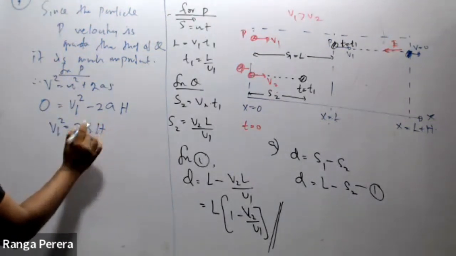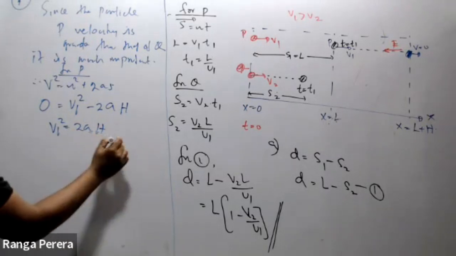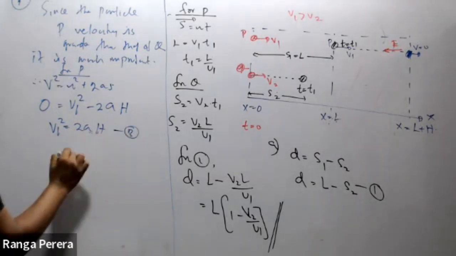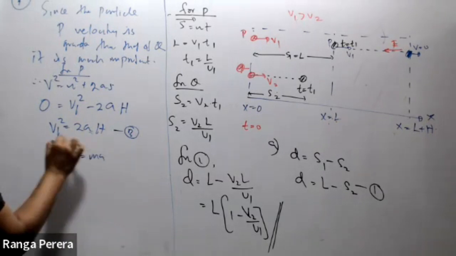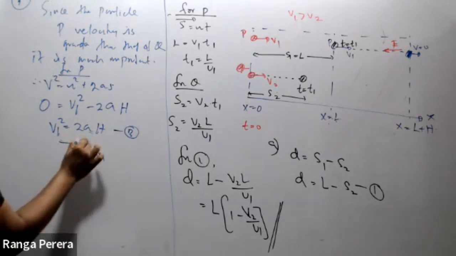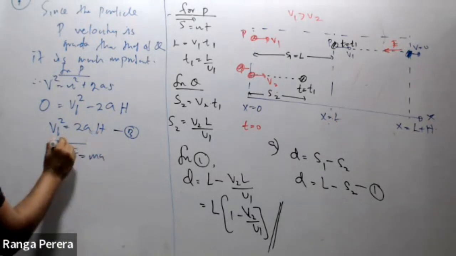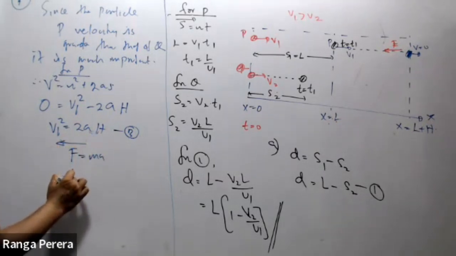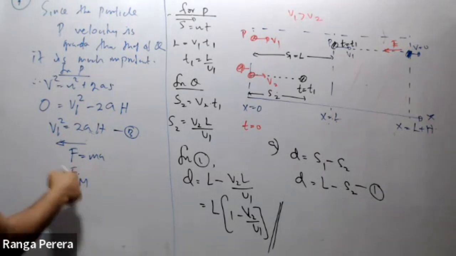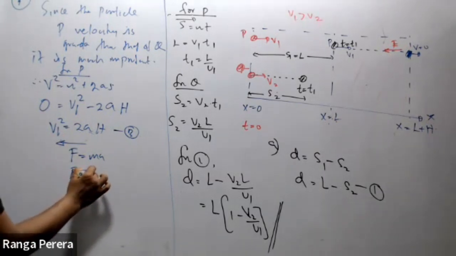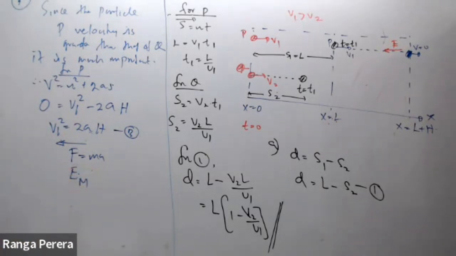From here we get the equation for the acceleration. Let's say number 3. F equal ma towards that direction. When you apply F equal ma, we can apply it in the other direction. F is E minimum. Now we get E minimum. E minimum into the charge. What is the value of the charge?